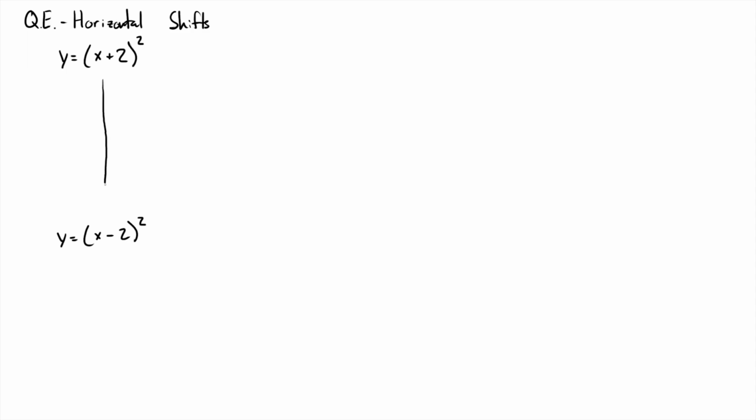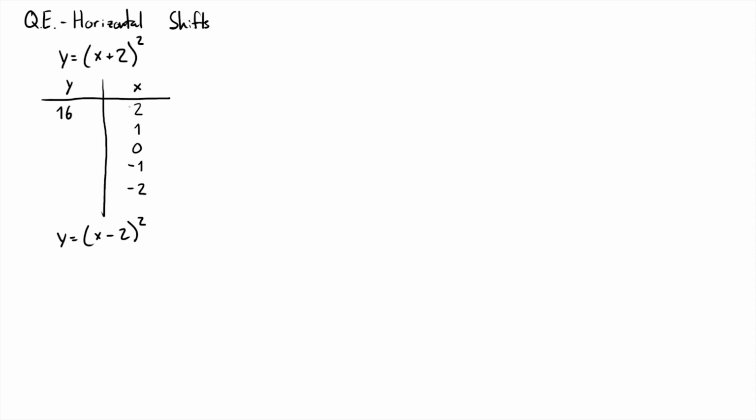So again, we'll take a few points here, make a table, and see what we get. So we'll have a y and then x, and again, let's just go from positive 2 all the way to negative 2. So 2, 1, 0, negative 1, and negative 2. So with positive 2, we're going to get 2 plus 2, which is 4, and we're going to get 4 squared. 4 squared is 16.